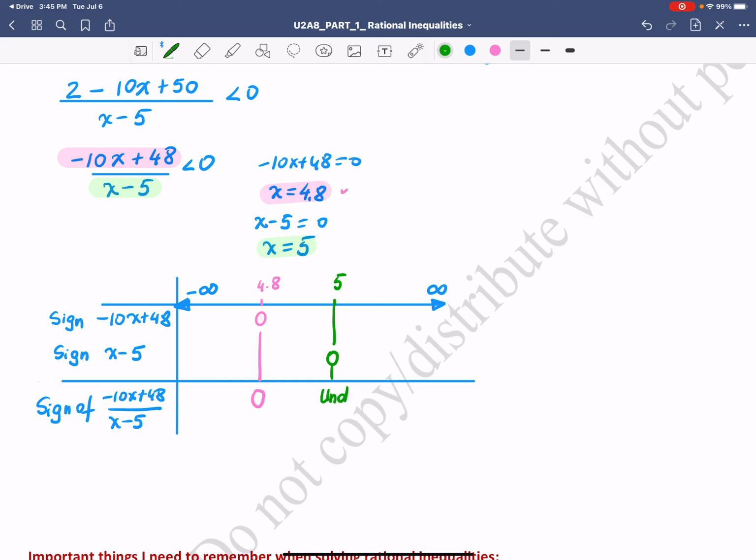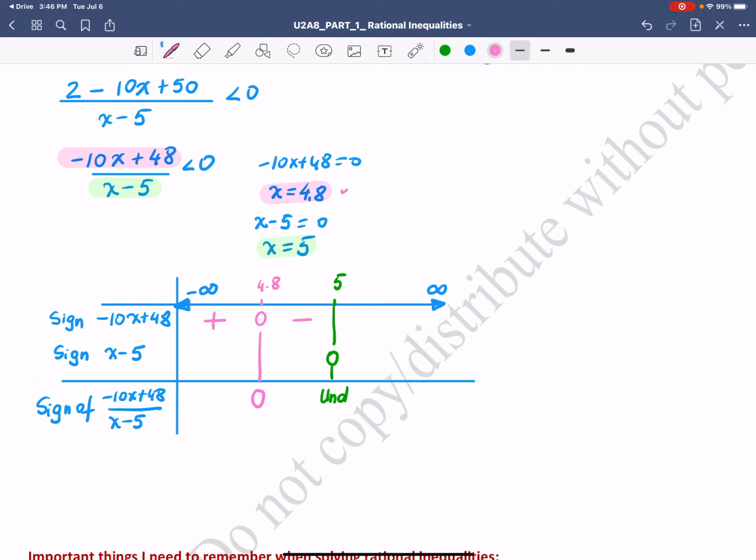And now we're ready to study the sign of the numerator. One thing I want to bring your attention to is this negative sign. The negative sign tells us that this is a linear expression, which if put on a graph will be going down. It will be represented by a line that goes down, which means that to the left of 4.8, the values of this expression will be positive, and after that, negative.